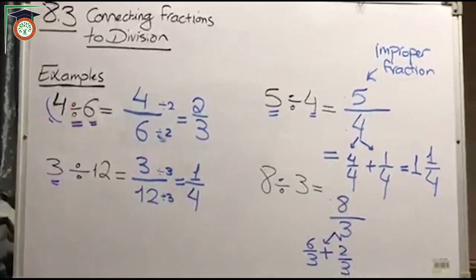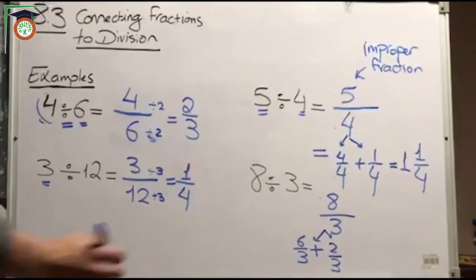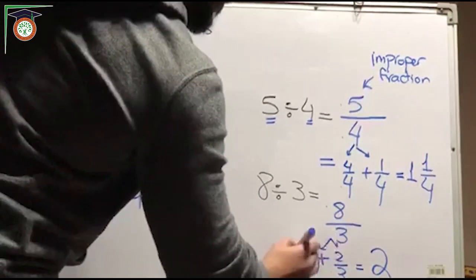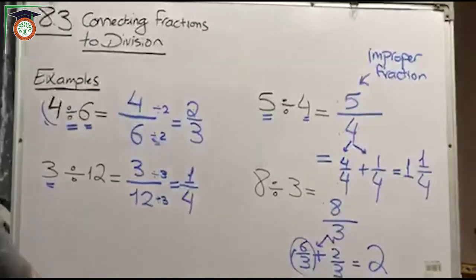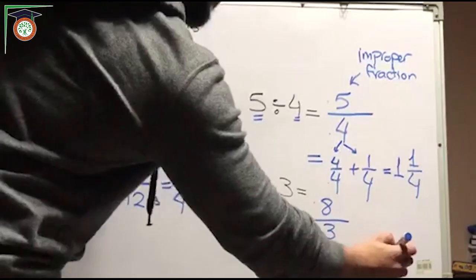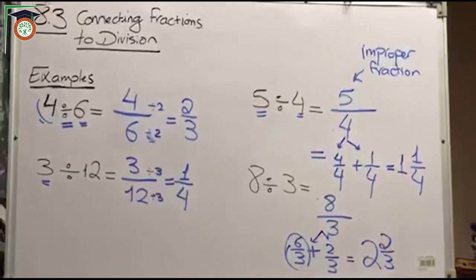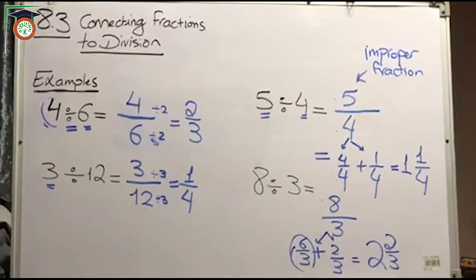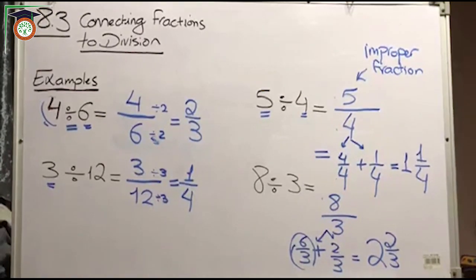So what's a 6 over 3? What's 6 divided by 3? It's 2. 6 over 3 is 2. And what about the 2 over 3? It goes just as it is. So I got a 2 and 2/3. This is 8.3, connecting fractions to division, and these are examples to help you solve your homework.